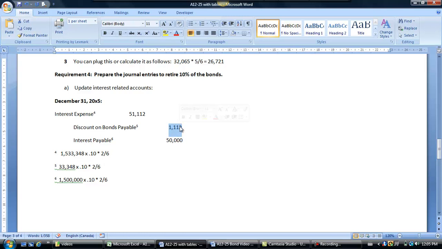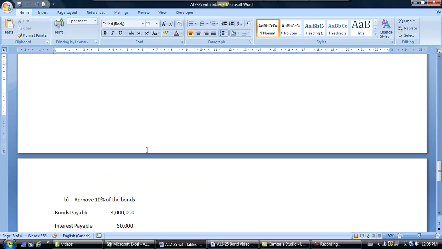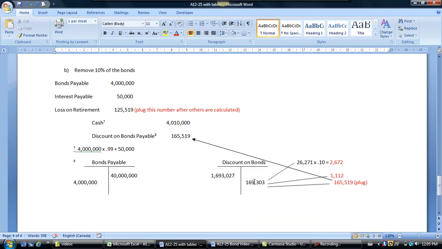We amortized some of that 10% when we updated our interest accounts to retire the bonds, when we set up or accrued our interest, right? So of that $169,303, we've already amortized in the entry here $1,112 of discount. So now, what else is left?